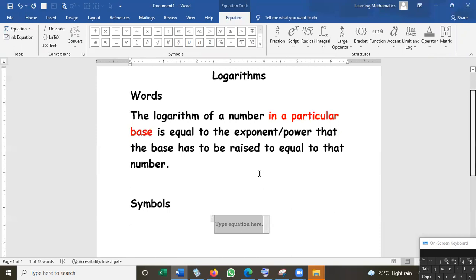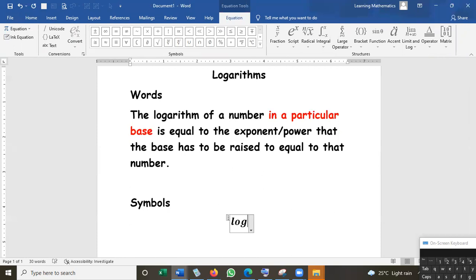the symbol for logarithm is log. So the logarithm of a number symbolically is this. When you see that, you have to say the logarithm of a number. Log of n for short, but it is properly said the logarithm of a number. So you see your words turn into symbols in a particular base.